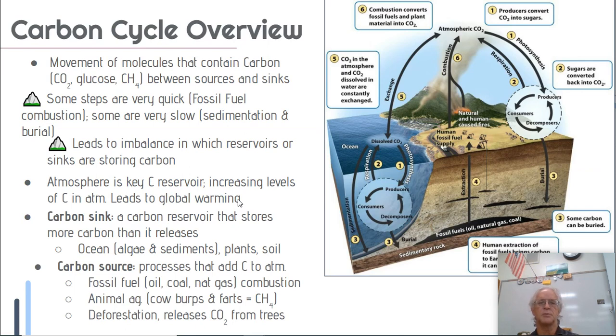Carbon source is a process that adds carbon to the atmosphere, such as fossil fuel combustion, being oil, coal, natural gas, animal agriculture, where a cow burps and farts and releases methane, or deforestation, where the trees are cut down, burnt, and then you don't have CO2 being removed from the atmosphere by the trees.